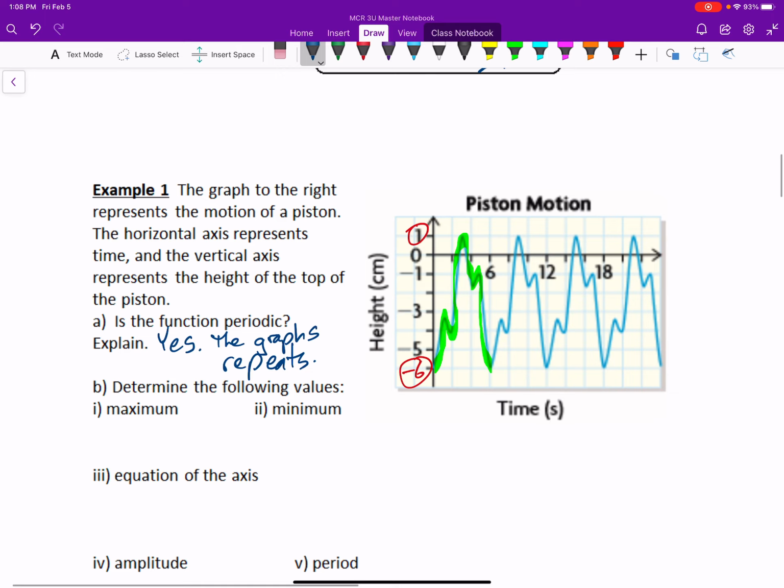Determine the following values: maximum, minimum. Okay, well, maximum is 1, right? Let's use some highlighting. There's the maximum up there at 1. The minimum, that's down wherever, -6.